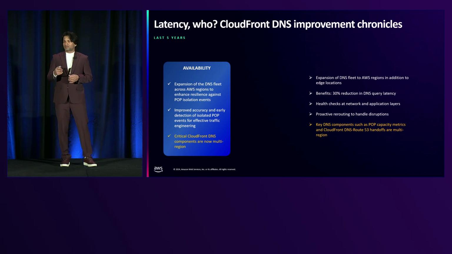All critical CloudFront DNS components are now deployed multi-region, like sharing the POP capacity matrix, and the handoff between Route 53 and CloudFront DNS. Also, when you update your CloudFront configuration, our multi-region setup now actively polls for these changes in real time to ensure that your changes are quickly synchronized and applied. Our goal is to ensure that you never have to face issues like those in December 2021, when our customers were not able to make updates to CloudFront distributions during the US East 1 event that we had.